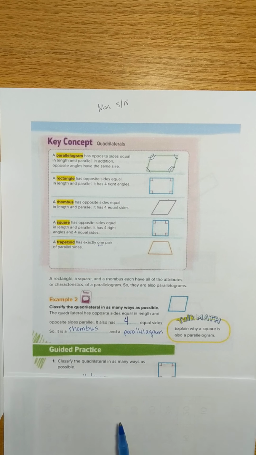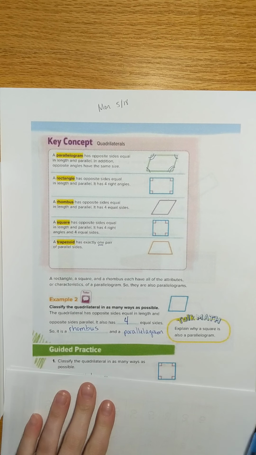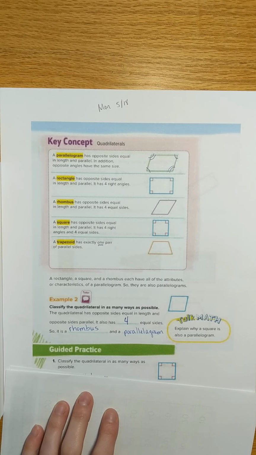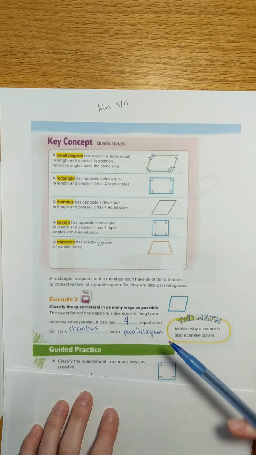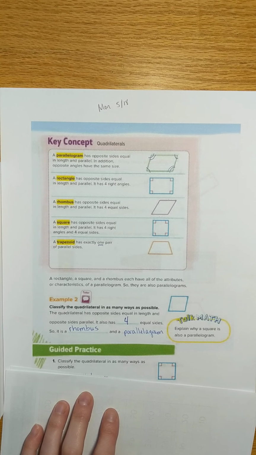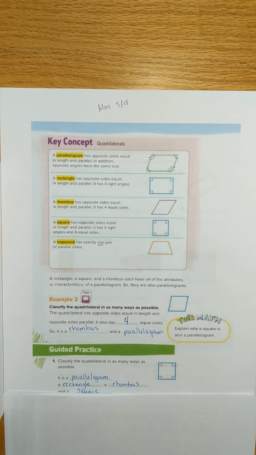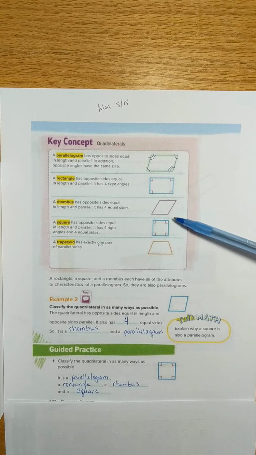We'll go down to the guided practice. It says classify the quadrilateral in as many ways as possible. So look at this quadrilateral. What does it fit under? Well, it looks like it fits under parallelogram, right? Because it has sets of parallel lines. What else? It also has 4 right corners, or 4 right angles. It looks to me like the sides are all equal in length. So it will qualify as a parallelogram, a rectangle, a rhombus, and a square. So this falls under all of these things.